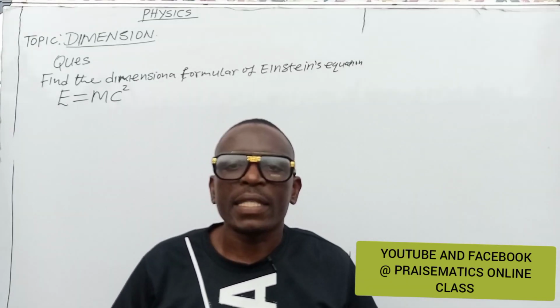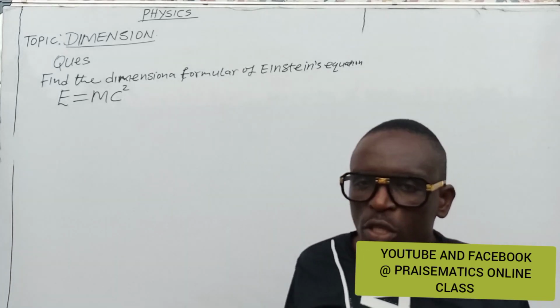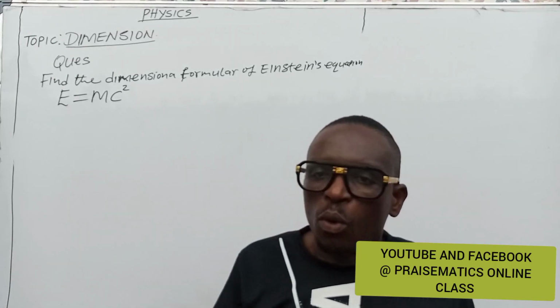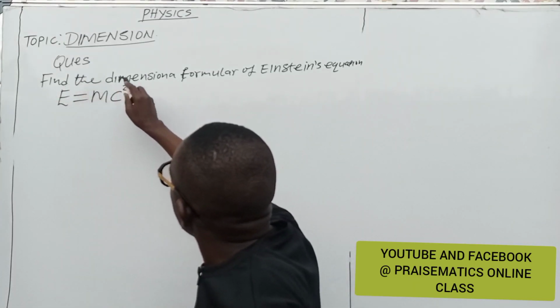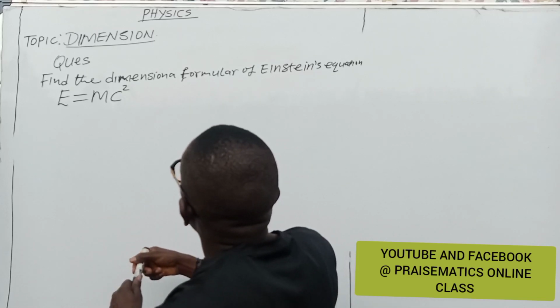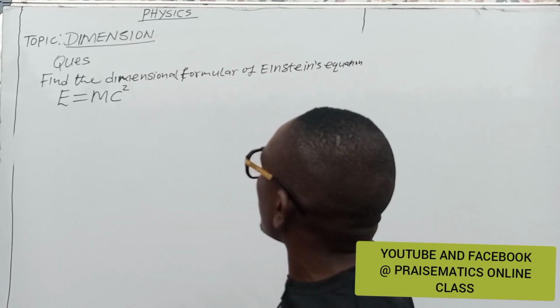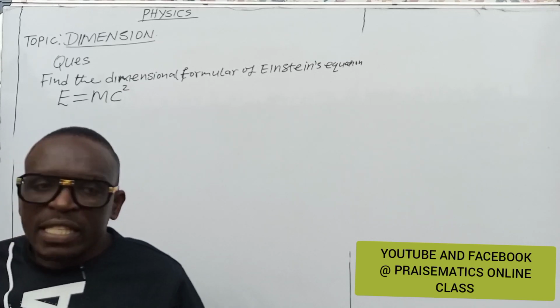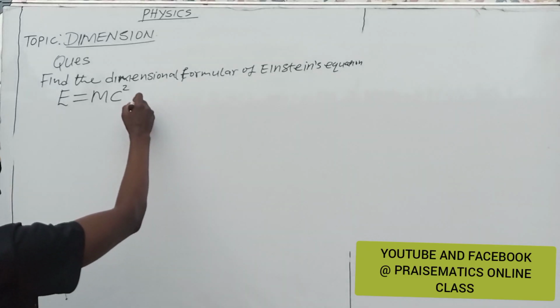In today's class, we are going to look at the topic on the board called dimension. In our previous class, we explained what dimension is all about, and we have solved many questions on dimension. But we are going to look at this question on the board that says: find the dimensional formula of Einstein's equation E equals mc squared. This is energy equal to mc squared. Solution. How do we solve this?